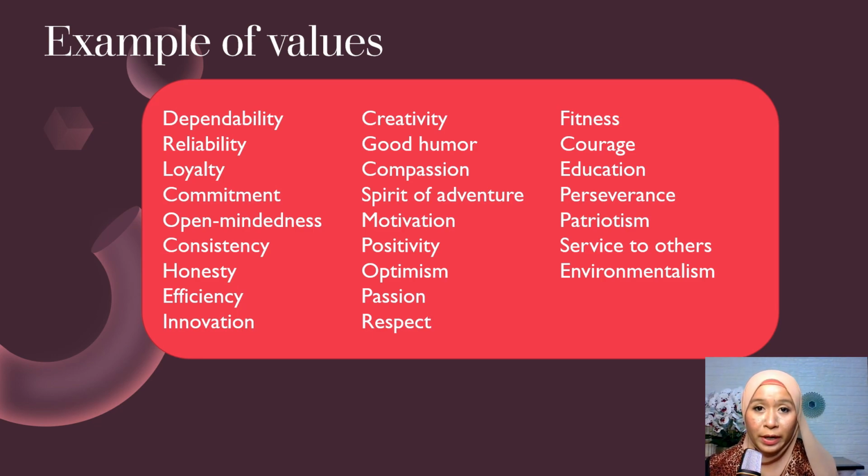So choose a topic. For example, you're talking about ways of being a successful student. So what are the values that you need to have to be a successful student? From the list here, you can say consistency, commitment, being efficient, being motivated, compassion, and being creative.